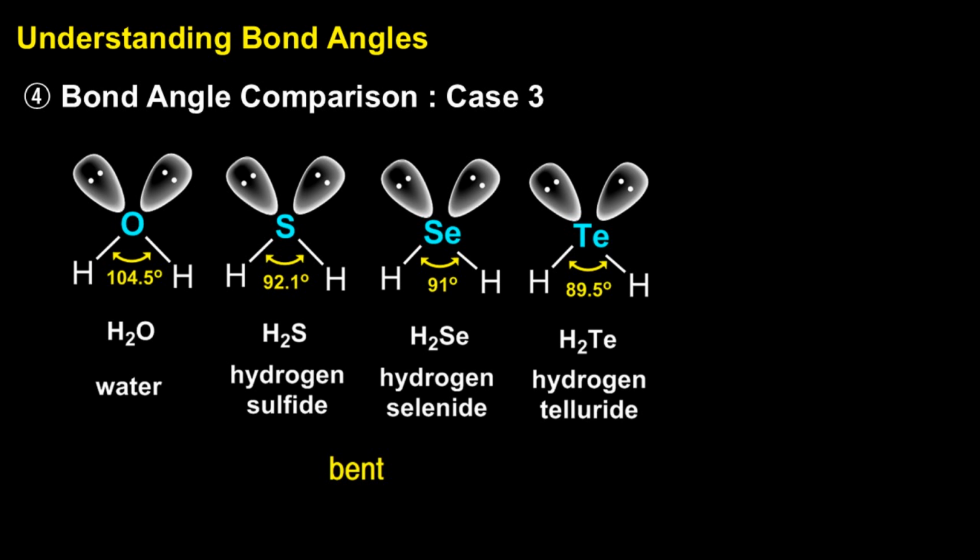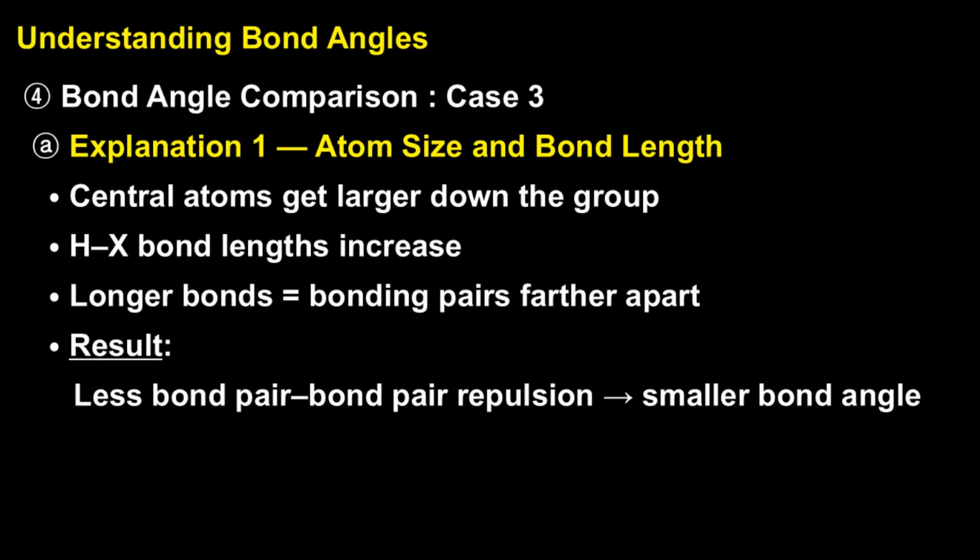So what's going on here? Why do the bond angles keep shrinking as we go down the group? Well, there are three main reasons. First, the size of the central atom increases. As the atom gets bigger, the H-X bonds get longer. And that means the bonding electron pairs are farther apart, so there's less repulsion between them, and the angle can shrink.